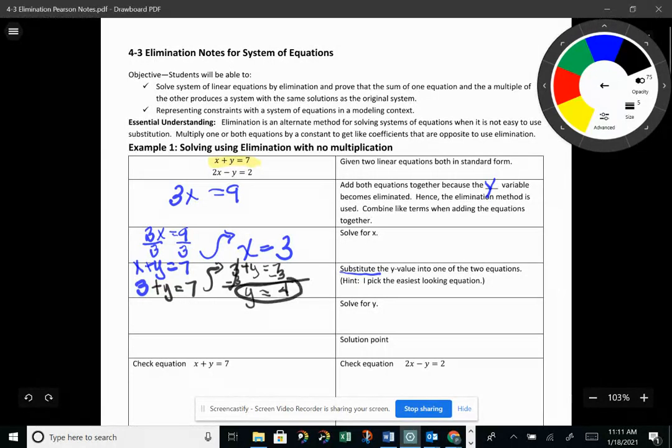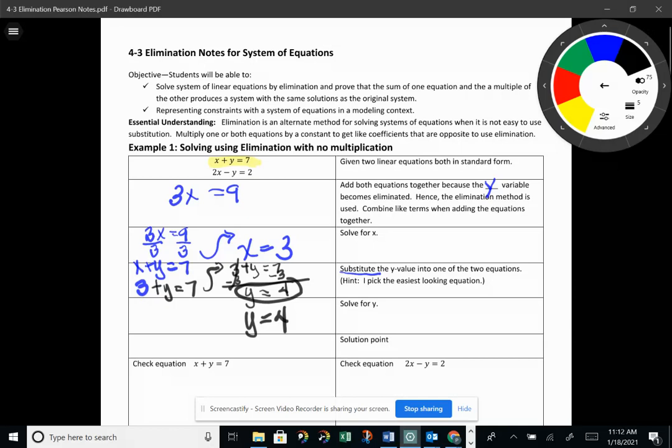So I've already done that. Now I solve for y, it's already there. So y is equal to 4. Sorry, I already did the math. And then that solution point ends up being (3, 4). And notice that that's inside my parentheses.